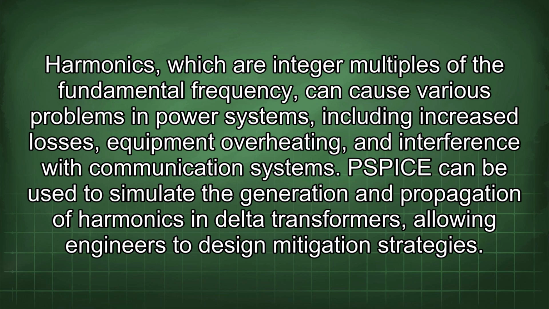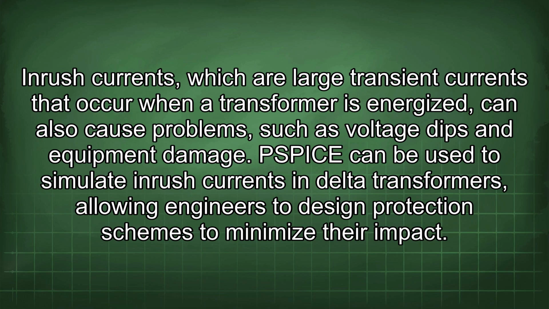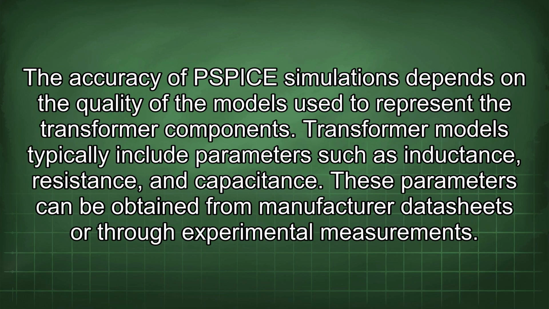PSPICE can be used to simulate the generation and propagation of harmonics in delta transformers, allowing engineers to design mitigation strategies. Inrush currents, which are large transient currents that occur when a transformer is energized, can also cause problems such as voltage dips and equipment damage. PSPICE can be used to simulate inrush currents in delta transformers, allowing engineers to design protection schemes to minimize their impact. The accuracy of PSPICE simulations depends on the quality of the models used to represent the transformer components.